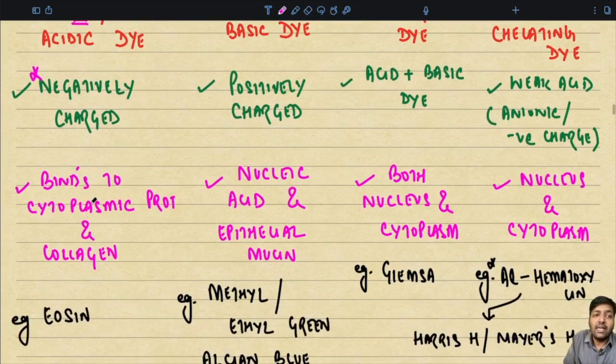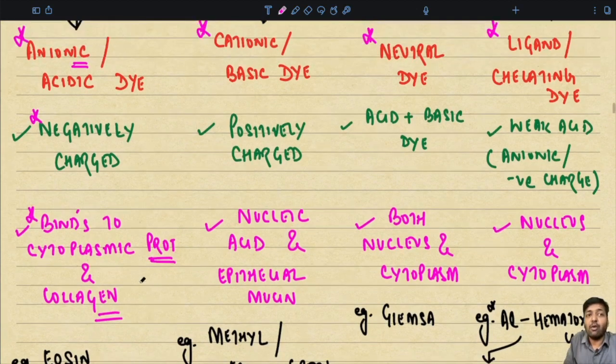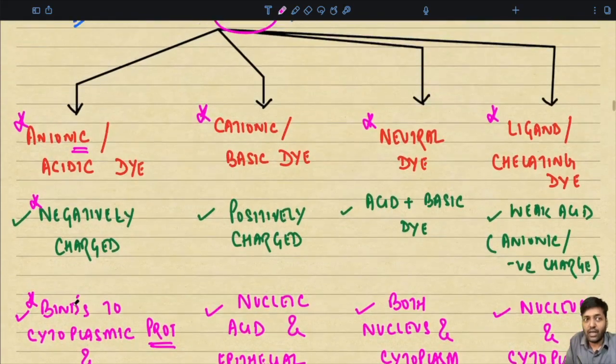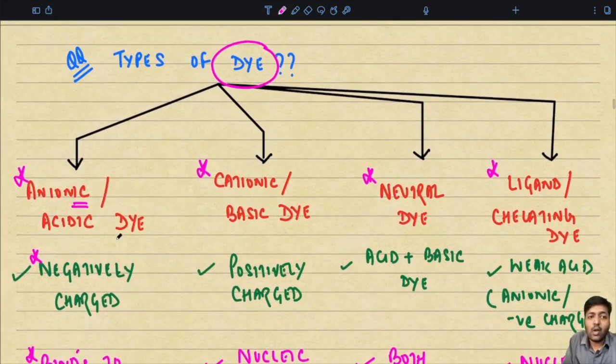They will therefore bind to the positively charged components of the cell, that is, the cytoplasmic proteins and the collagen, which are positively charged. And what is the example of acidic or anionic dye? The example is eosin. So this is about the anionic or acidic dye.